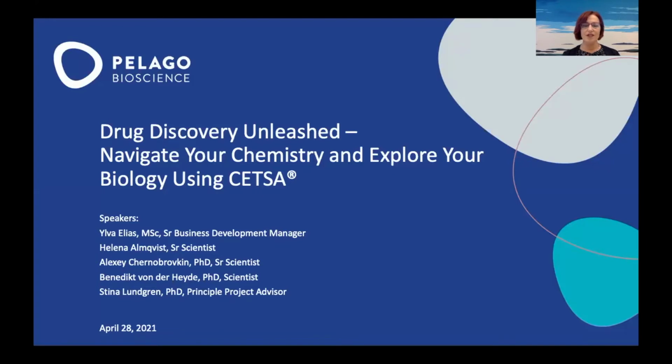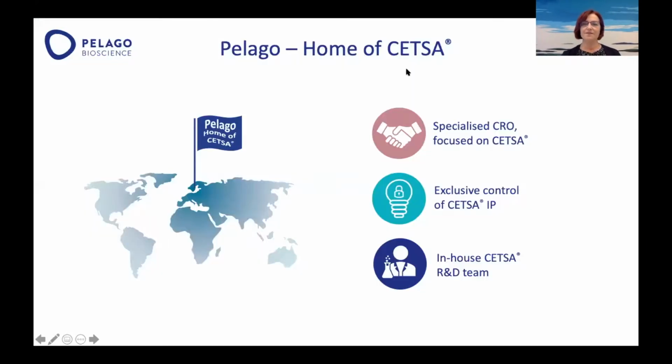And I will start with the introduction. So Pelago is the home of CETSA. We are a specialized CRO and we focus only on CETSA. We have the exclusive control of the CETSA IP, and we also have an in-house CETSA R&D team, which you will hear more from today. We're based in Sweden, just north of the Karolinska Institute in Stockholm.